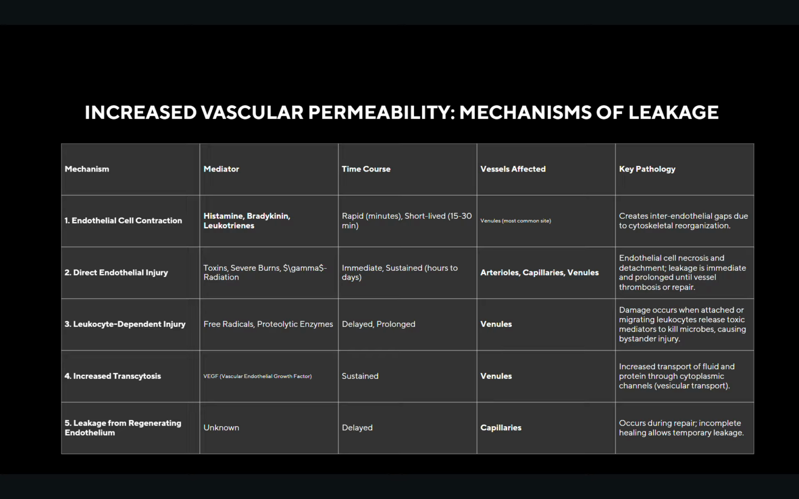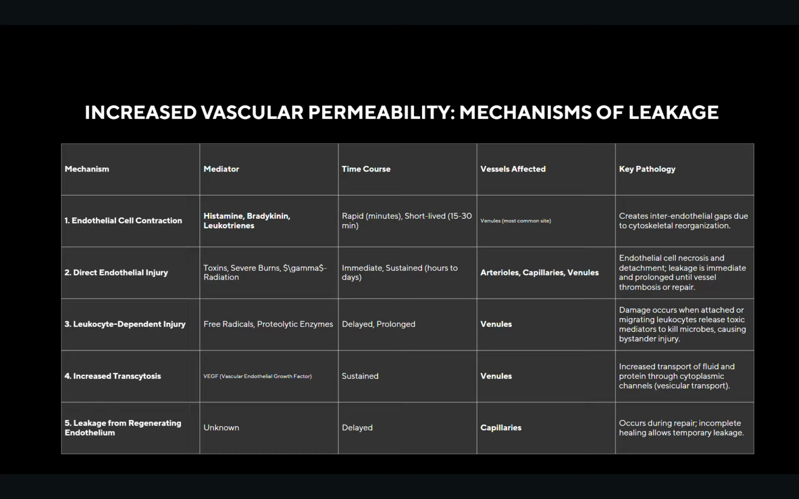The next mechanism is increased transcytosis. Some mediators, notably VEGF, vascular endothelial growth factor, stimulate an increased number and size of endothelial vesicles and vacuoles, creating transient transport channels across the cell cytoplasm. This is sometimes referred to as formation of vesiculovacuolar organelles. It's sustained, and venules are mostly affected.